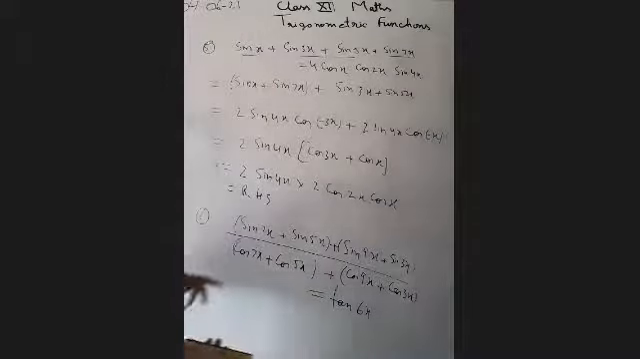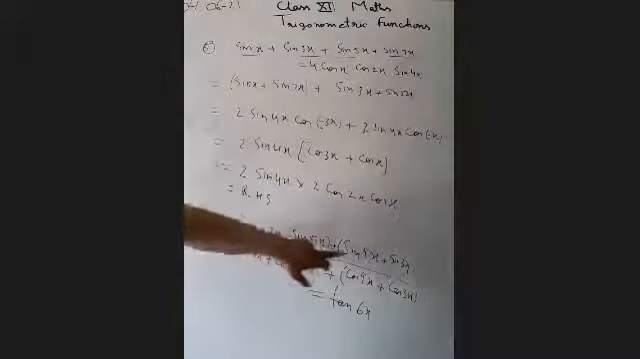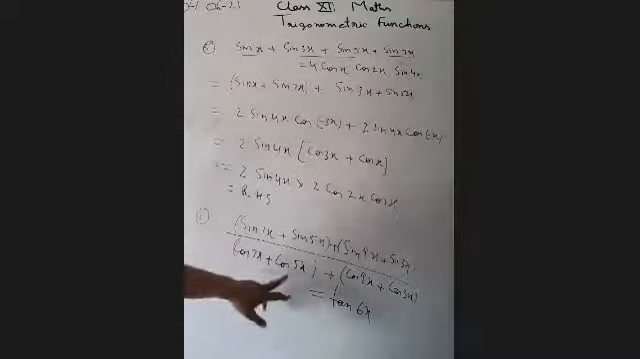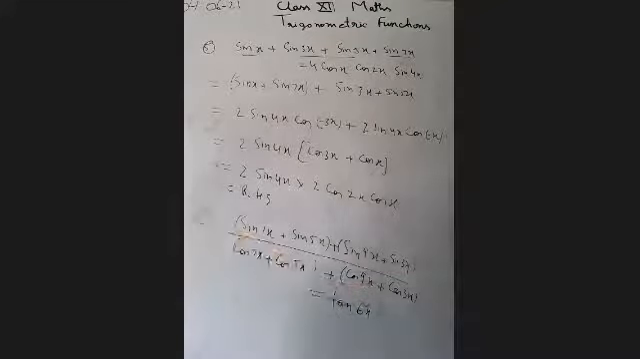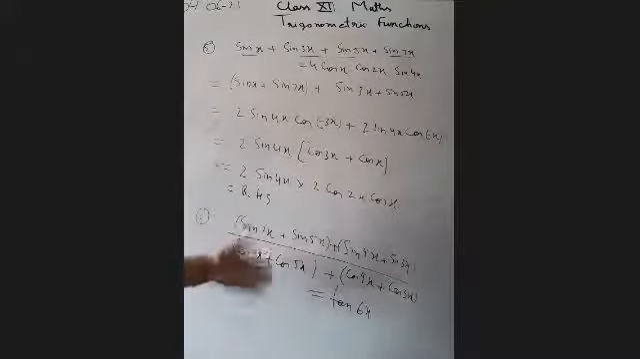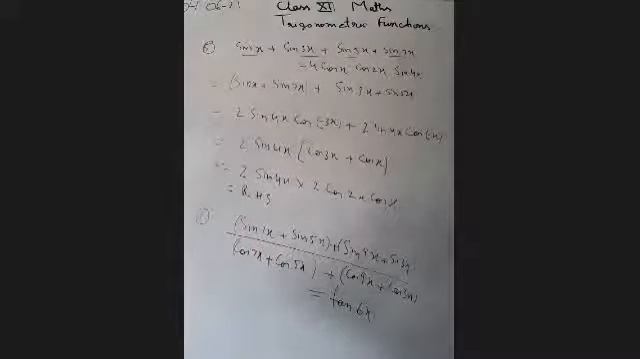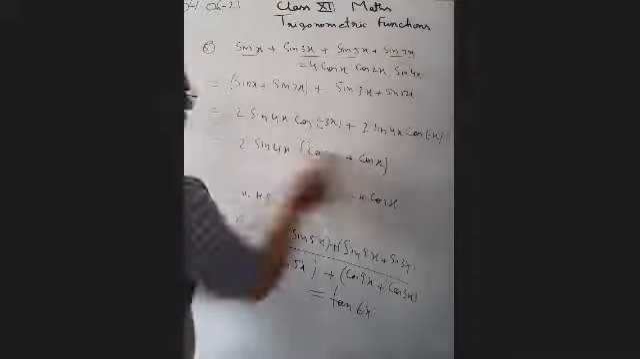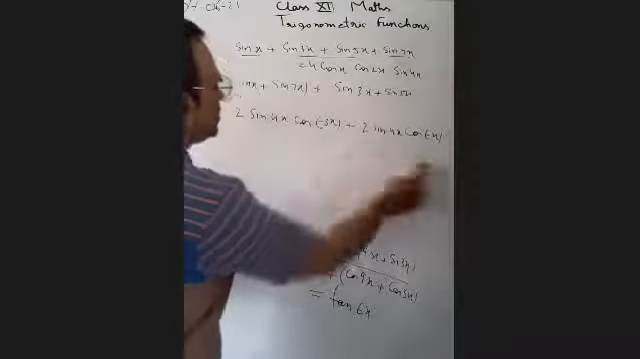So we have to apply the formula of sin c plus sin d here, and cos c plus cos d here. So you will get the sum terms. You can take common. After taking common, you can again use these CD formulas. You will get the value tan 6x.